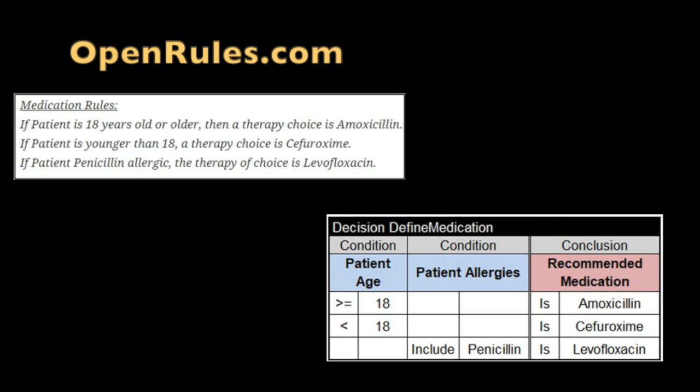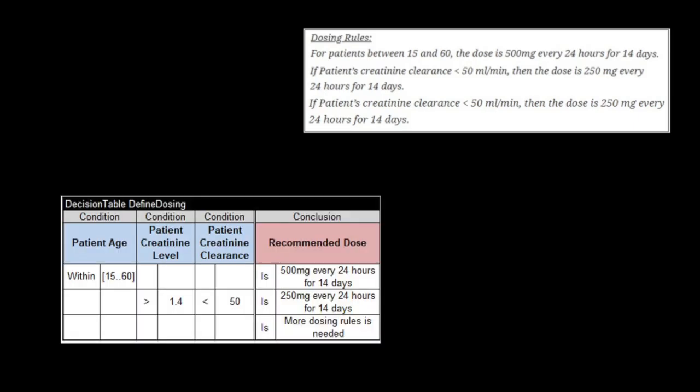However, if the patient is also allergic to penicillin, the third rule overrides the previous recommendation with levofloxacin. Here's a related example of dosing rules. These rules can be represented in the following single-hit decision table. Single hit means after hitting the first rule, all other rules will be ignored. It is indicated by the keyword decision table in the top left corner.